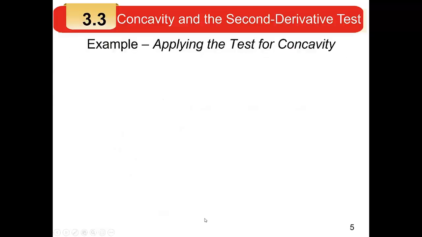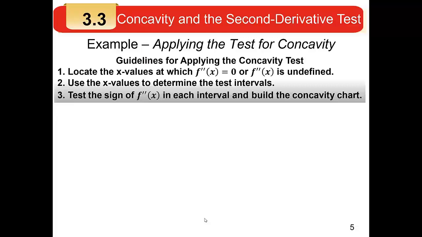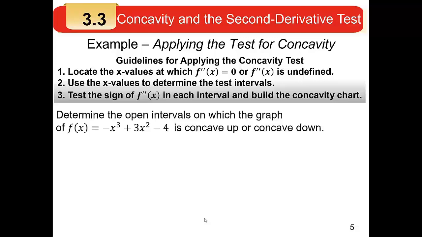Now you're doing it with the second derivative, and you're building something I will call a concavity chart. Let's look at a simple example which shows us how this test for concavity works in practice. Suppose I start off with the guidelines that we just talked about, locating the x values where the second derivative is 0 or undefined, using those x values to find our test intervals, and then testing those signs in those test intervals to build a concavity chart. Those are the things we talked about doing. Let's apply them to a really simple problem.